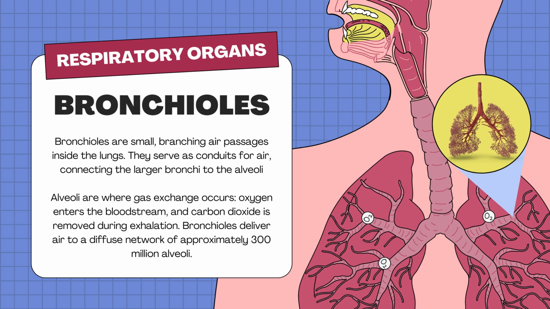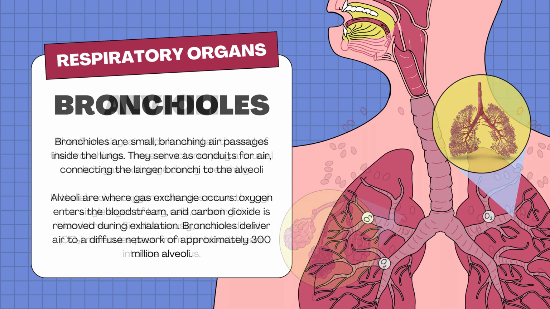Bronchioles. Bronchioles are small, branching air passages inside the lungs. They serve as conduits for air, connecting the larger bronchi to the alveoli. Alveoli are where gas exchange occurs, oxygen enters the bloodstream, and carbon dioxide is removed during exhalation. Bronchioles deliver air to a diffuse network of approximately 300 million alveoli.